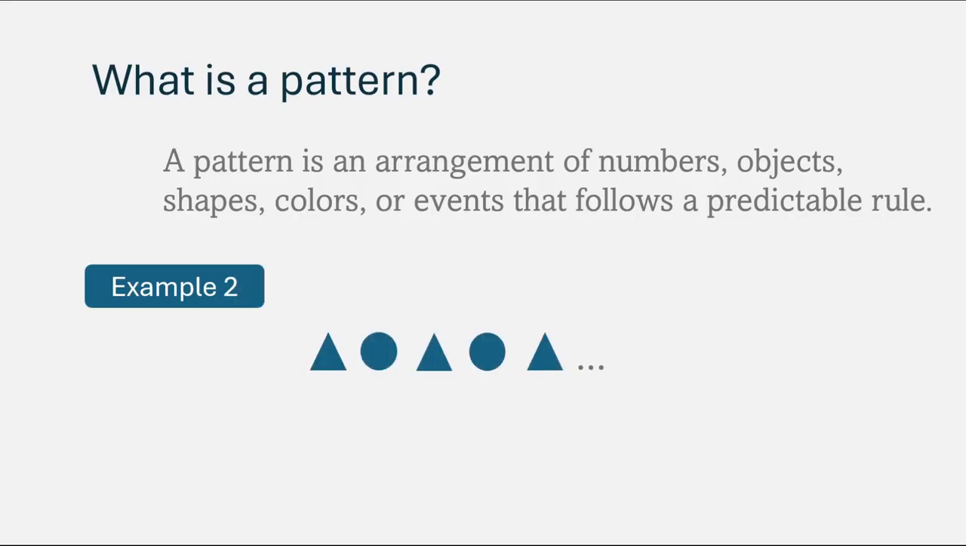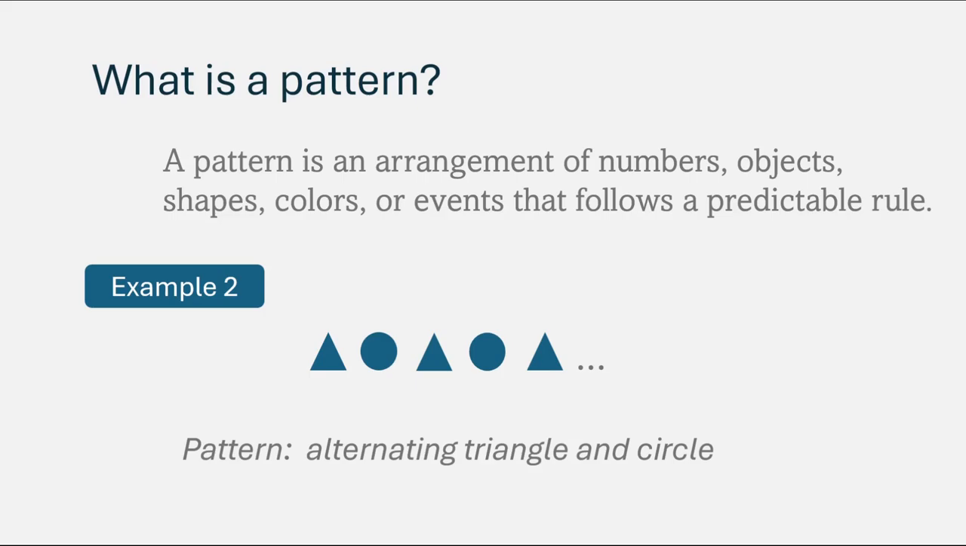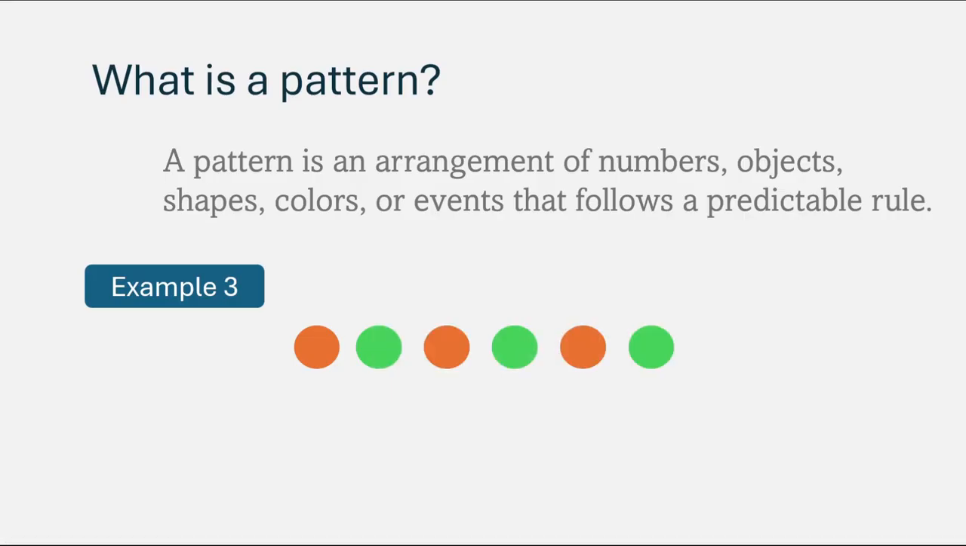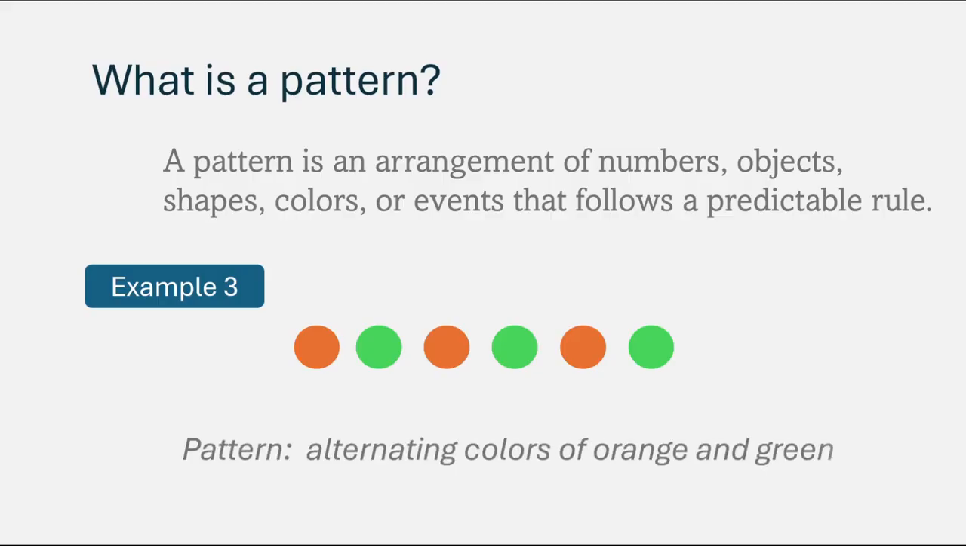Let's try to have another example. How about this one? What can you say about this pattern? Okay. So the pattern in this one is, okay, there is an alternating sequence of triangle and circle. So the next term for this one is expected to be a circle. Okay. And then, okay, we have a third example. How about this one? So what would be the pattern? Okay. So the pattern to this one is, okay, there is an alternating colors of orange and green. So I think now pattern is already familiar to you.